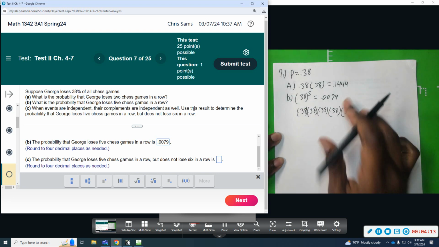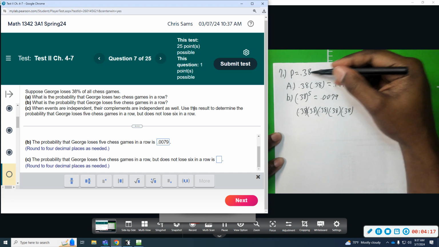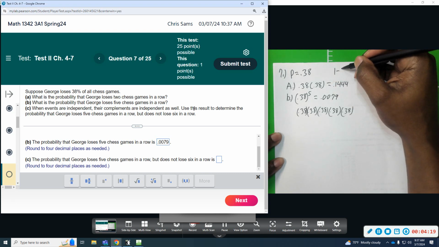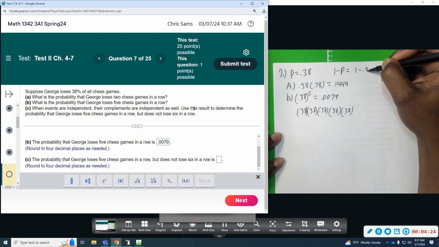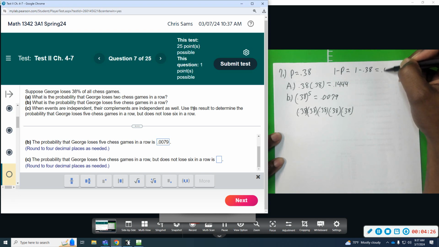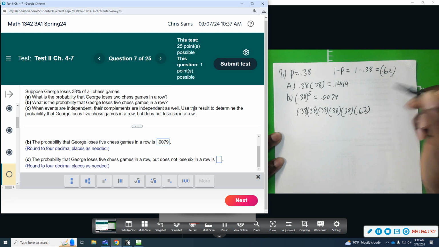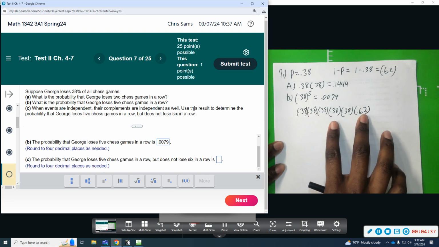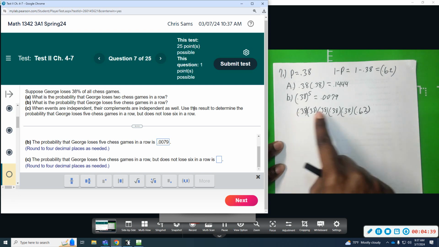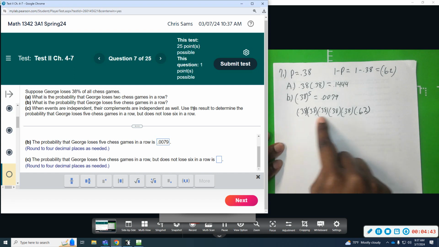So same thing we did here. But when we get to the 6, we're saying he's not going to lose the 6. So the chance that he wins is 1 minus P, which is going to be 1 minus 0.38. And that's going to give us 0.62. So the chance that he actually wins the match is going to be 0.62. So what they're saying is the complement is independent. So if both of these are independent, when you want to find the probability of independent events, you just multiply them all together. So we're just going to multiply the 0.38 5 times.